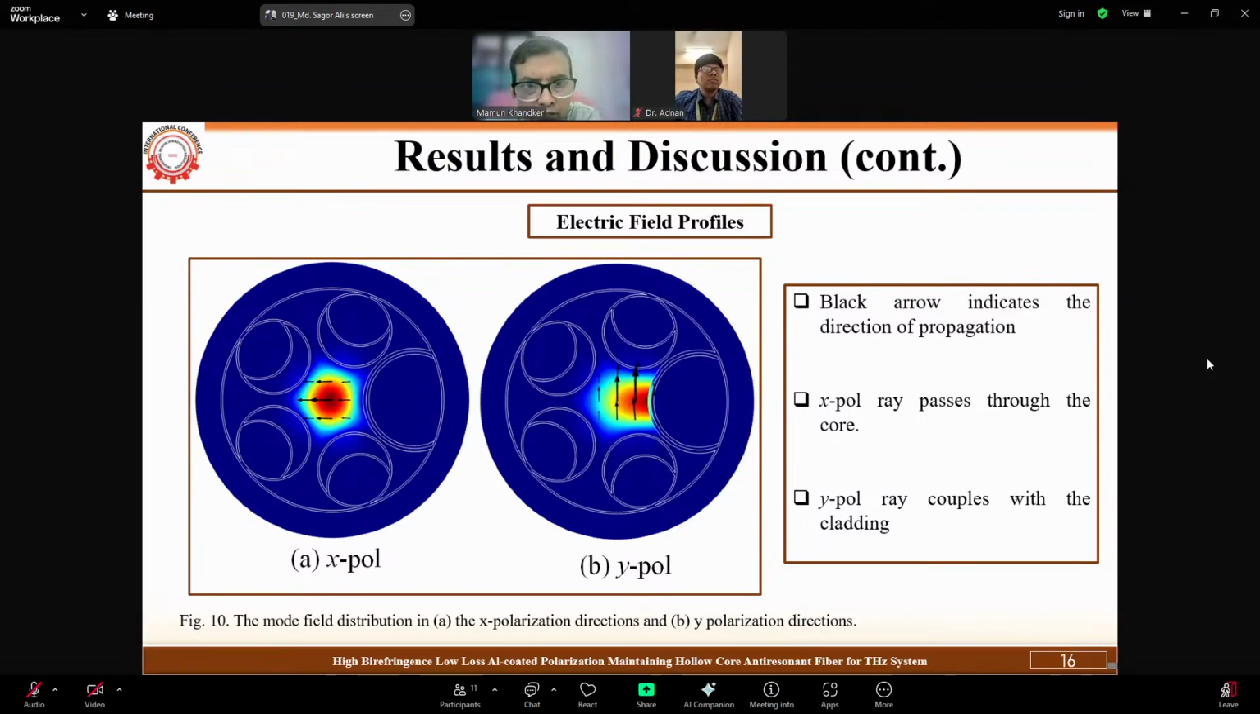Results and discussion. This figure shows the electric field profile. Black arrows indicate the direction of propagation. In Figure A, the X-pol ray passes through the core, and in Figure B, the Y-pol ray couples with the cladding.